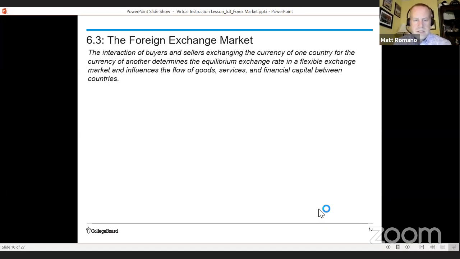Our curriculum guide tells us that the foreign exchange market really describes this interaction of buyers and sellers exchanging the currency of one country for the currency of another. And to truly understand what that is, we need to think deeply about when and where this actually happens and who is actually participating.